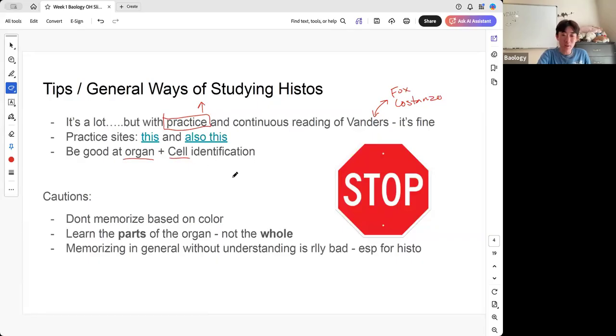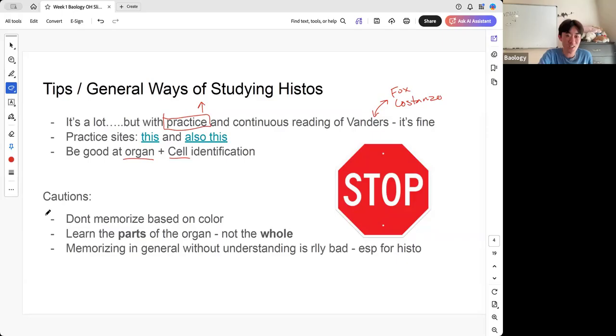So if you're given a picture, you'll be like, I can tell from the portal triads that this is a liver, or these blobby looking epithelial cells are transitional epithelium or something like that. I think after a certain point, it is just exposure and then it becomes vibes.